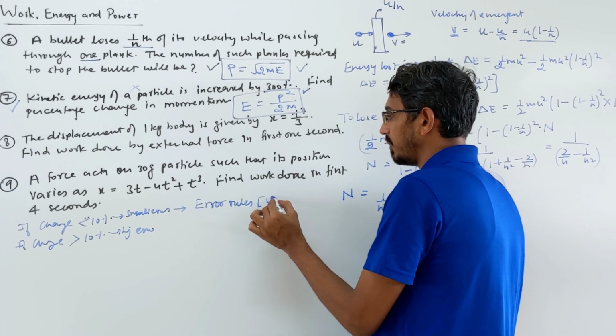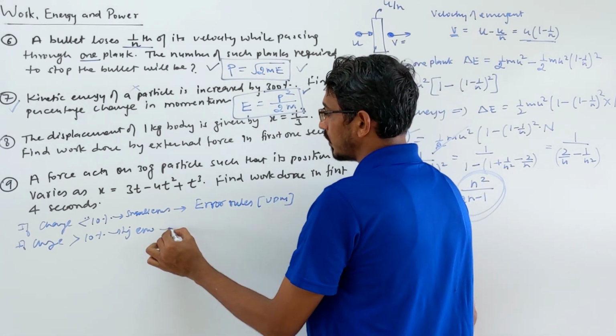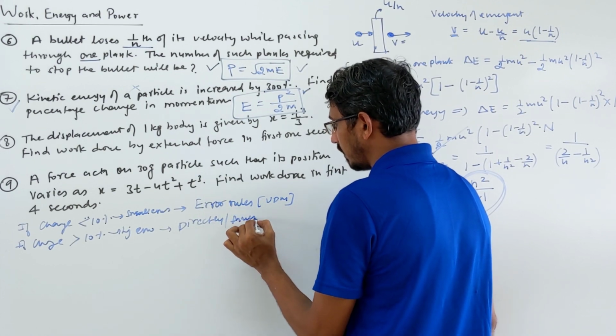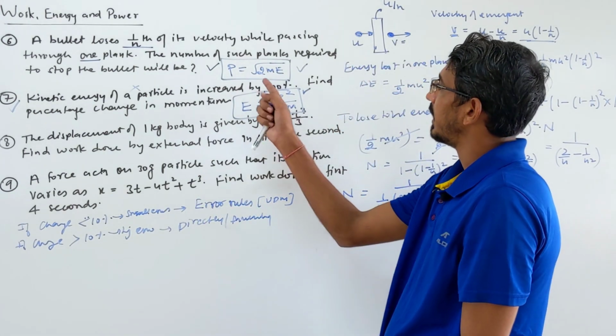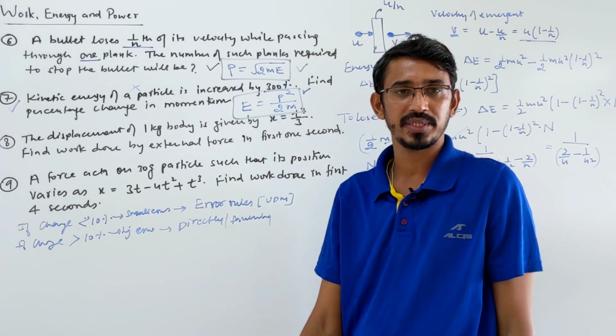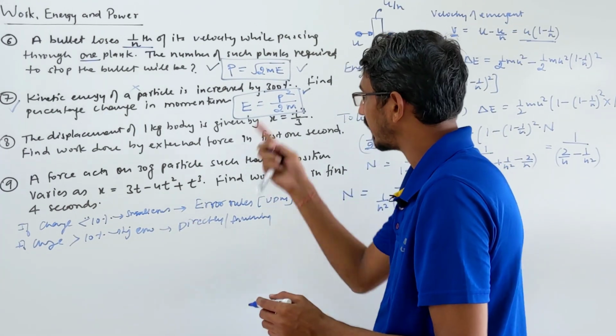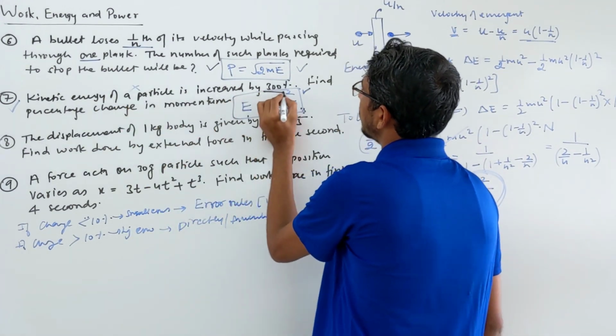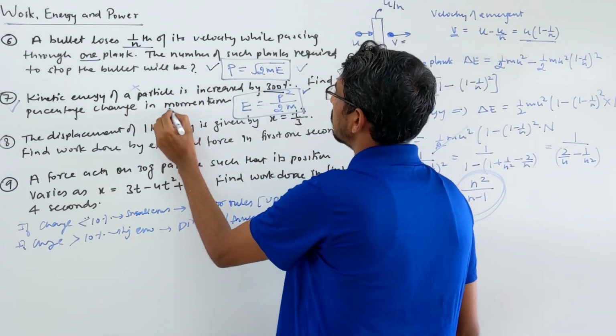Yes, these are given in UDM, and here we use directly or inversely relation, you have to use directly or inversely. So let's see. Here error is given as 300%, a big error is given. So we have to use this rule. I will give an example of small error also. Let's do this first. They said kinetic energy is increased by 300%. What is the percentage change in momentum?